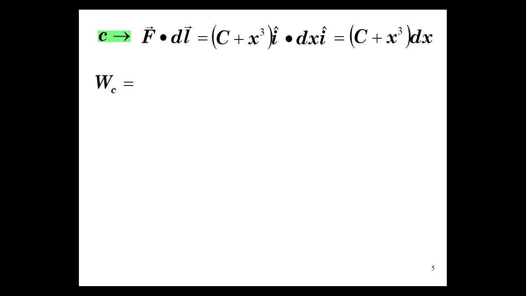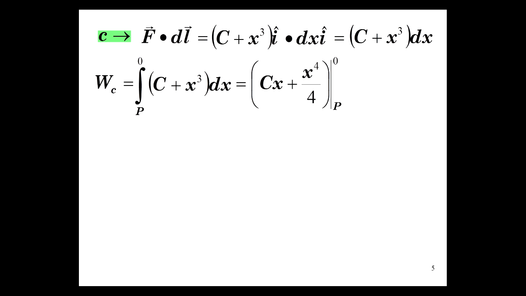Let's consider path C, F dot dl. You're going along the top of the path toward the left, and there's the force, direction I. So F dot dl is dx I, so that's (c plus x cubed) dx. I dot I is 1. So the work along C, in this case, we're integrating not from 0 to p, but from p to 0 in the x direction. That gives us cx plus x to the fourth over 4 as before, but from p to 0, we get negatives: negative cp minus p to the fourth over 4.